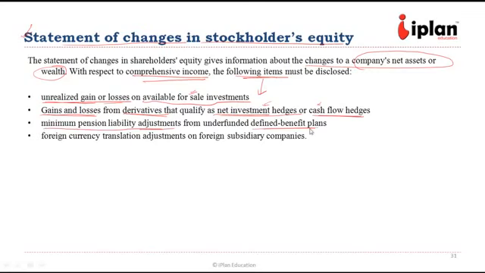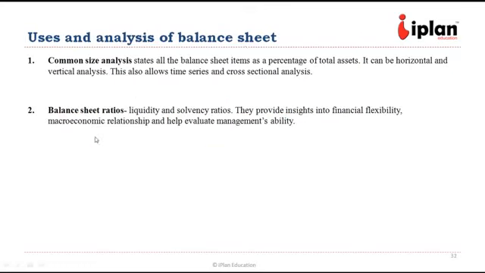Then if there is any minimum pension liability adjustment for defined benefit plans, that should also form part of this comprehensive income. And finally, if there is any foreign currency translation adjustment for a foreign subsidiary company, that is also a part of this. So any changes in them will affect the stockholders' equity. They should form part of the statement of changes in shareholders' equity or stockholders' equity. Now let us move to the next slide. Uses and analysis of balance sheet.